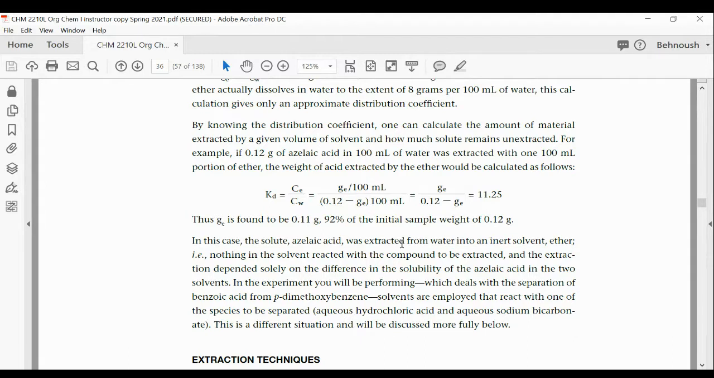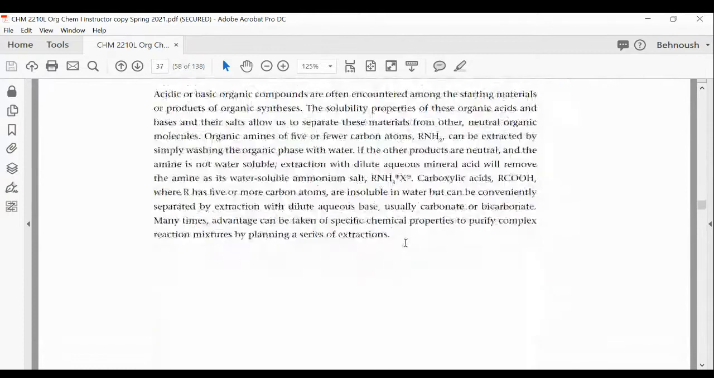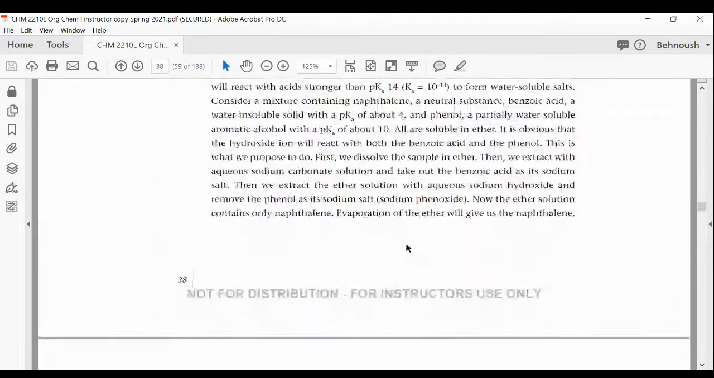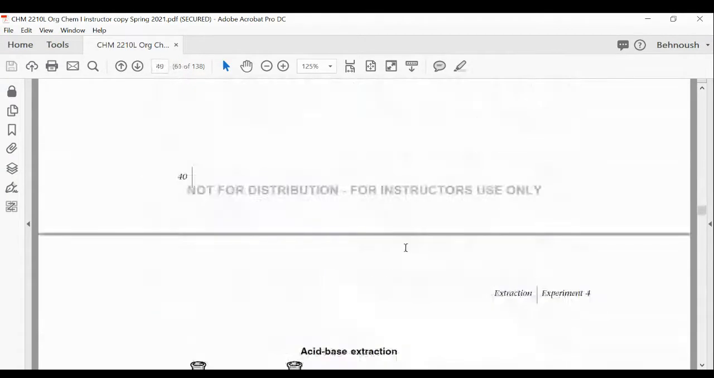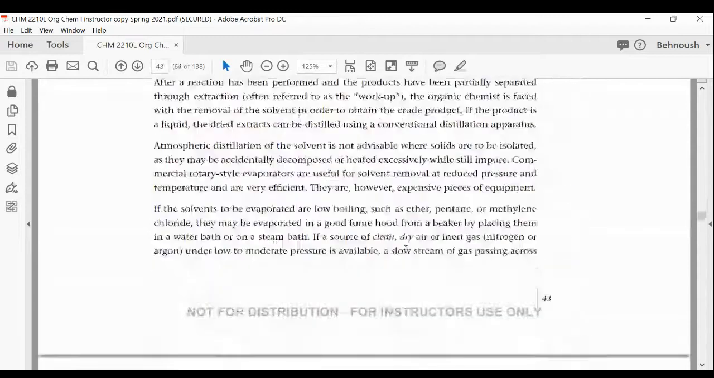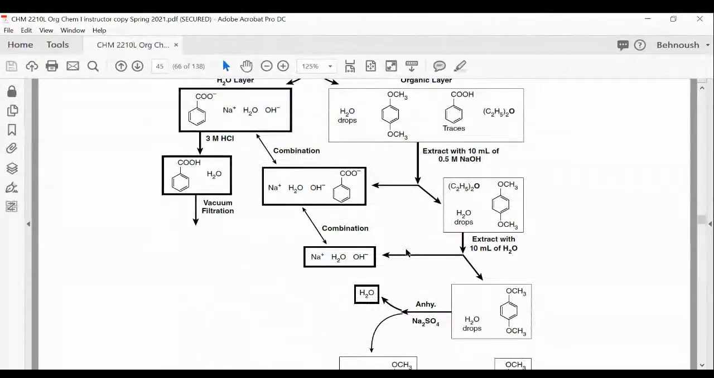The other point that I want to explain before I start asking you guys questions is the fact that we are doing this experiment multiple times, the extraction multiple times. We add 10 milliliters of the sodium hydroxide, and then we add another 10 milliliters of the sodium hydroxide.